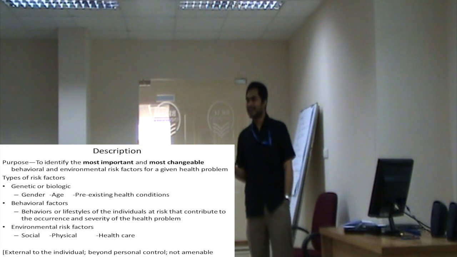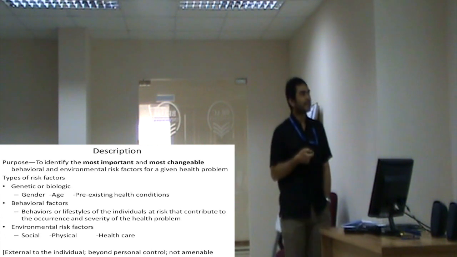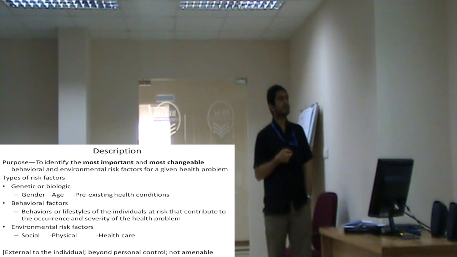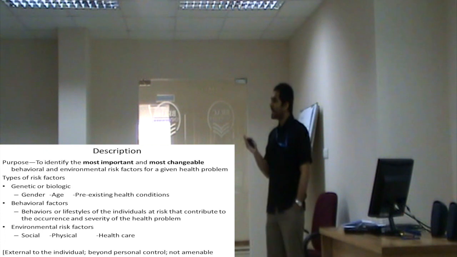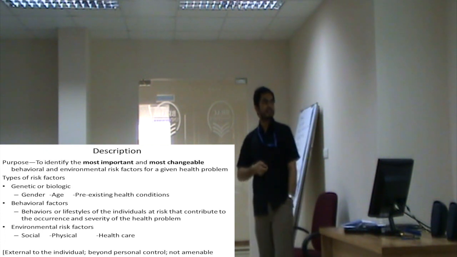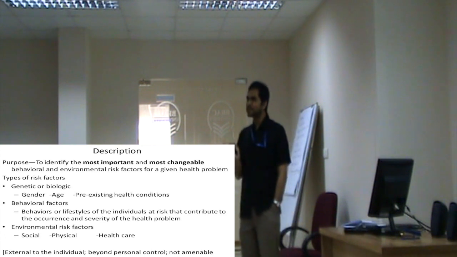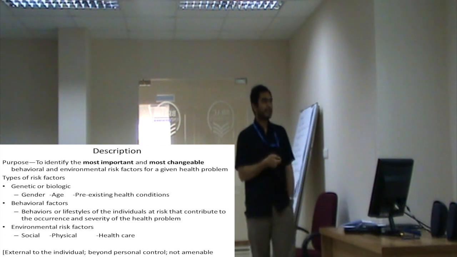So what do we address? The things that we can address, which are within our reach, are the behavioral risk factors, like behaviors or lifestyles of the individuals at risk that contribute to the occurrence and severity of the health problem. So we address the behavioral risk factors and the environmental risk factors. What is the difference between behavioral and environmental risk factors? It's written there.